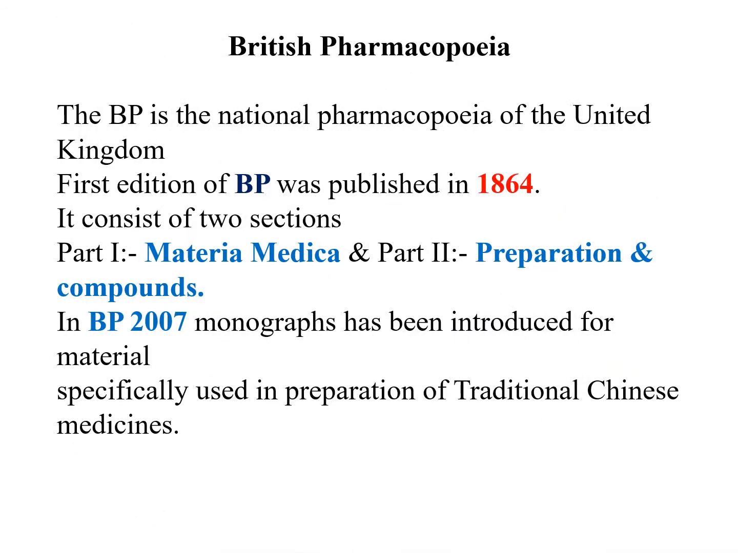British Pharmacopoeia. Previously, before independence, Indians used to follow the British Pharmacopoeia. It was published in 1864 in 2 parts: one is Materia Medica, and the other is Preparations and Compounds. In 2007, monographs were added, which include traditional Chinese medication.